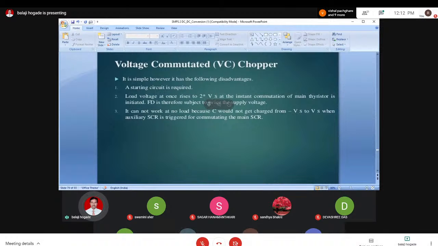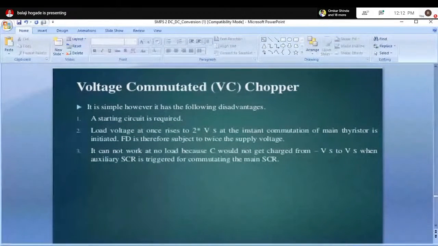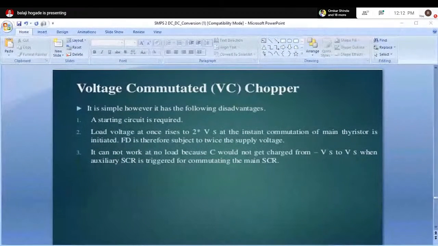Up to what point we have covered in the last lecture? Voltage commutated chopper is over or not? Voltage commutated chopper completed.